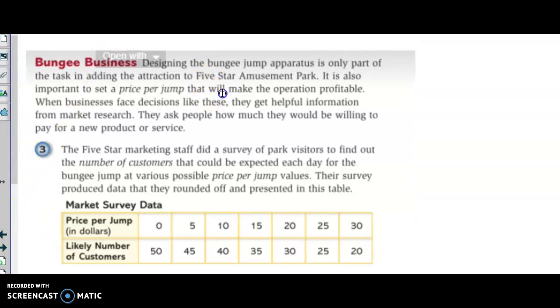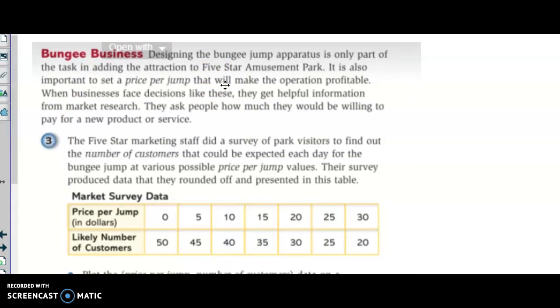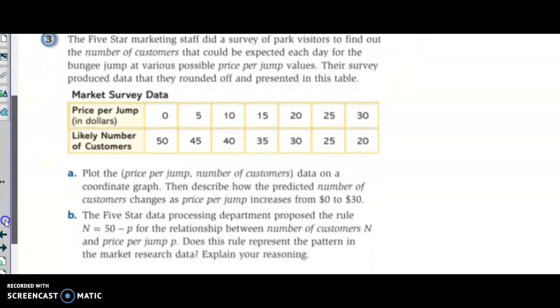So we're still in the bungee business. All right, so designing the bungee jump apparatus is only part of the task of adding the attraction to the amusement park. It is also important to set a price per jump that will make the operation profitable. So think to yourself, would you pay to go bungee jumping? And how much? The 5-star marketing staff did a survey of park visitors to find out the number of customers that could be expected each day for the bungee jump at various possible price per jump values. And here's the data that we came up with.